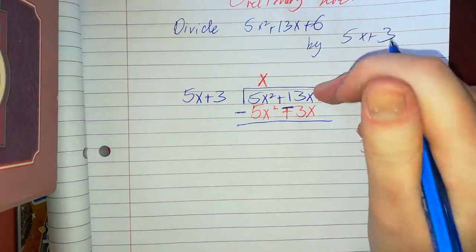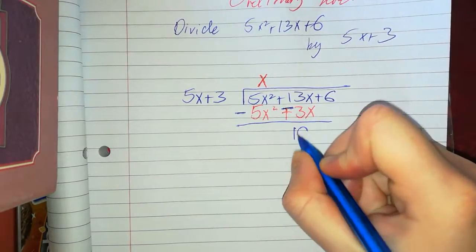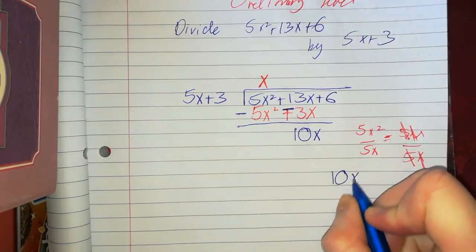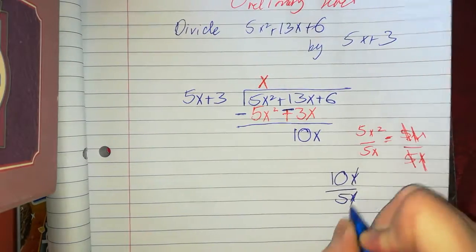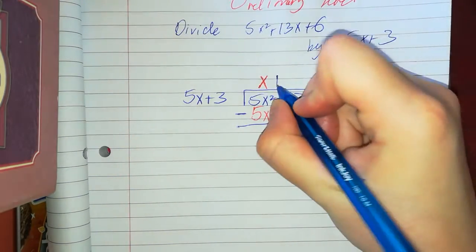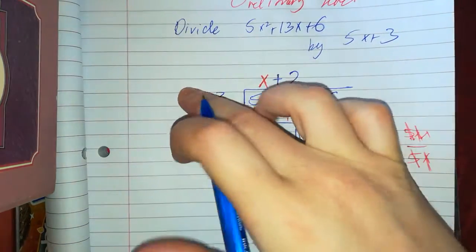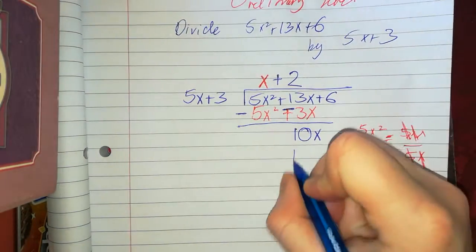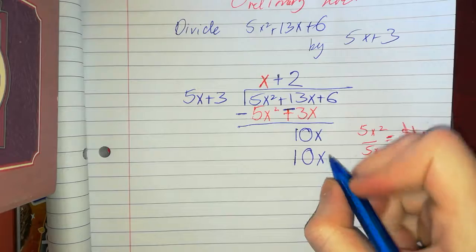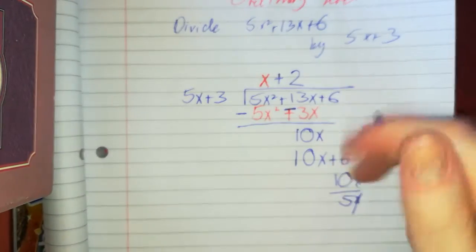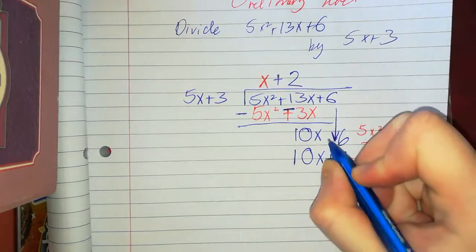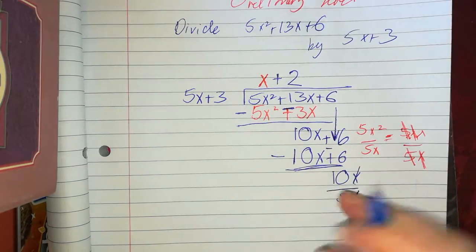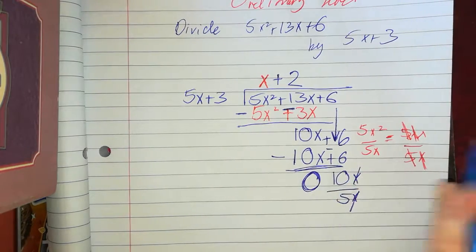So 13x take 3x will be 10x. And now I have to divide 10x by 5x. So 10x divided by 5x, my x's cancel, and it's just going to be 2. So then I put up a plus 2 here. Then 2 by 5x and 2 by 3. So 2 by 5x will be 10x, and 2 by 3 is going to be plus 6. And then I have to bring down my 6 from where it was up here. So bring it down, and then I have to subtract my second line. So then subtract this, and then I get an answer of 0.